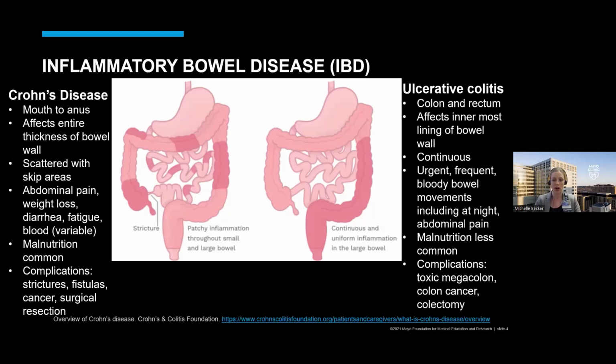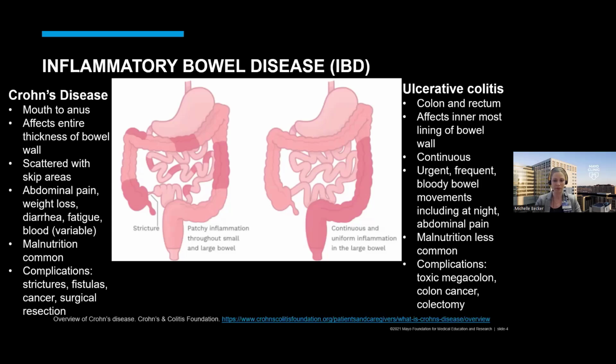Both conditions are chronic, often with overlapping medical considerations. However, surgical interventions and complications of disease can vary. Crohn's impacts anywhere from the mouth to the anus, with the ileum and colon most commonly being affected. It presents with skip lesions with normal patches of intestines in between, and can affect the entire depth of the bowel wall. Symptoms can vary depending on location, but often include abdominal pain, weight loss, diarrhea, and fatigue. Blood in stools can vary.